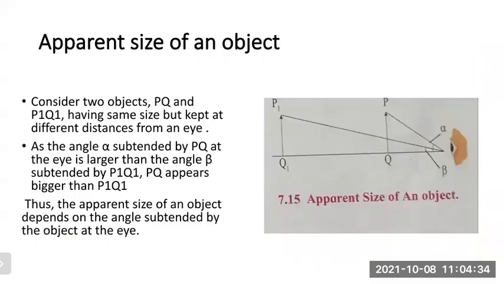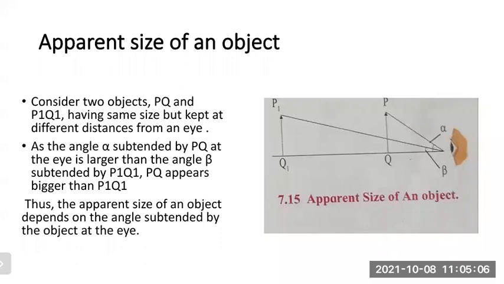Okay. Now after that we have the apparent size of an object. Now just observe the diagram carefully. Consider two objects PQ and P1Q1, having same size but kept at different distance from an eye. So here in front of the eyes, you have the two objects. One object is PQ and another object is P1Q1.